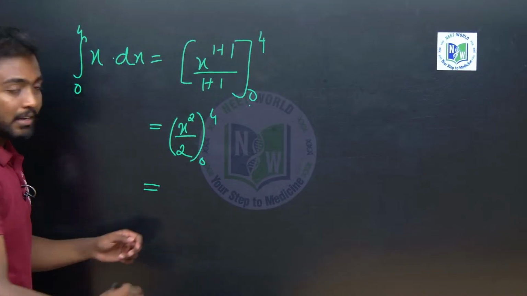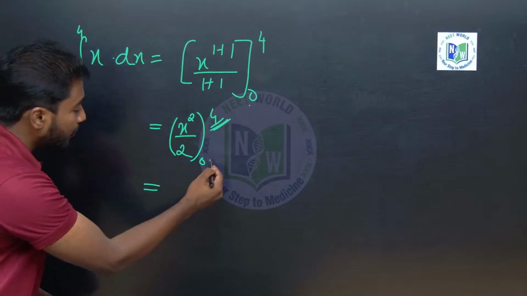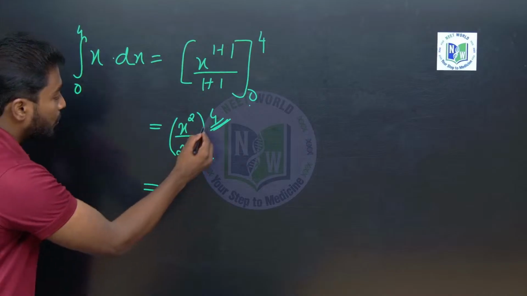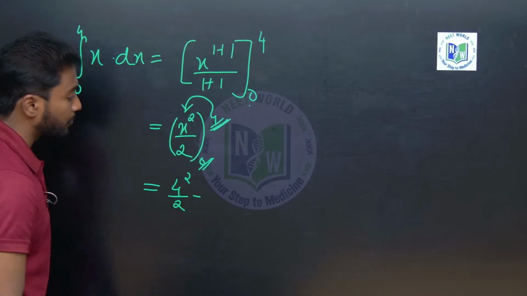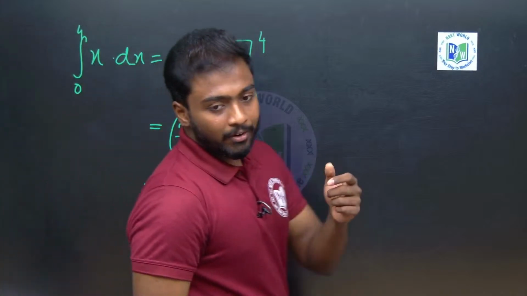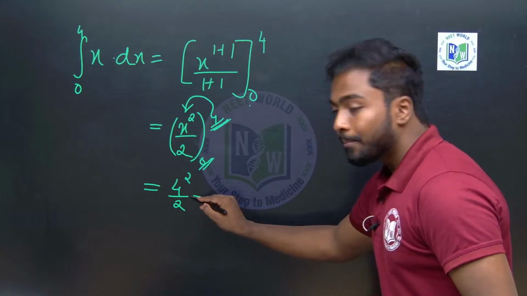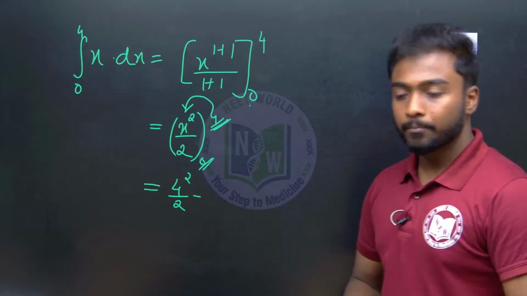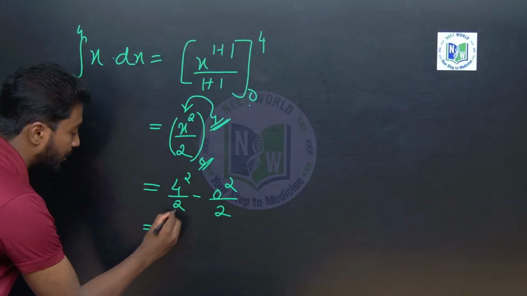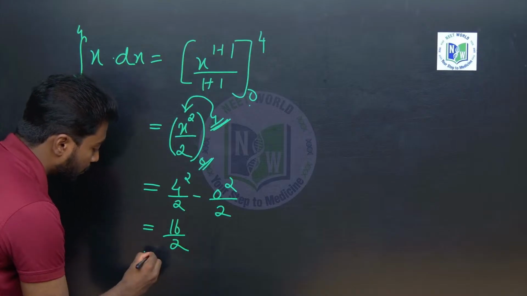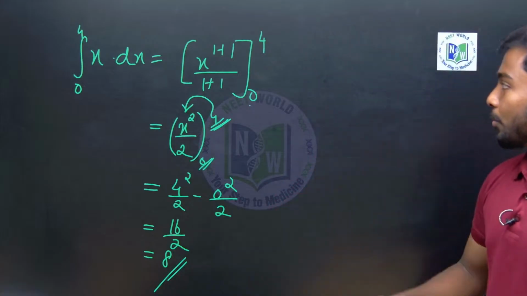Now how to apply the limits? First apply the value given at the top, then apply the value given at the bottom. So first if I apply 4, that is 4 square by 2 minus. When I apply the upper limit, apply the value directly, then apply the minus symbol, then apply the lower limit. So 0 square by 2, which is nothing but 16 by 2, so 8 is the answer. Understood? This is how we will do the integration.